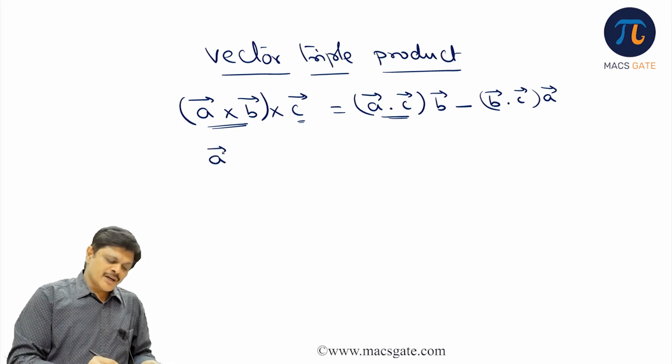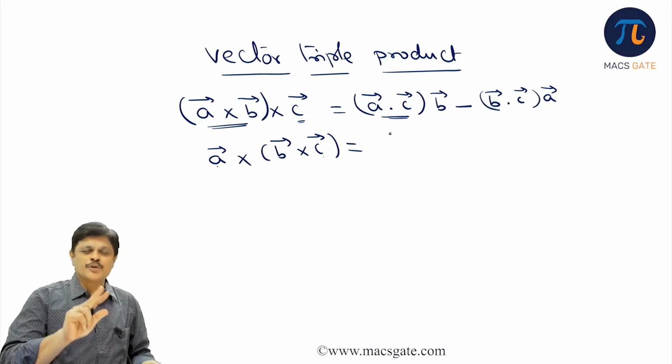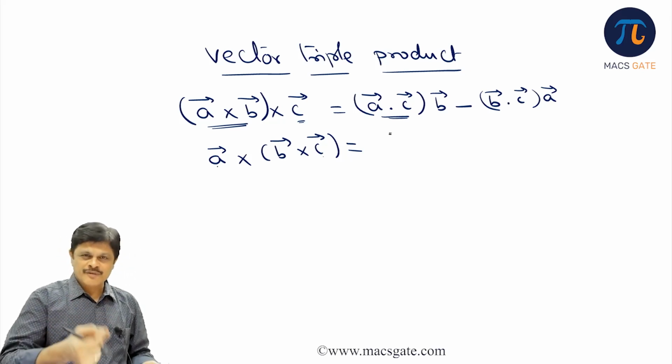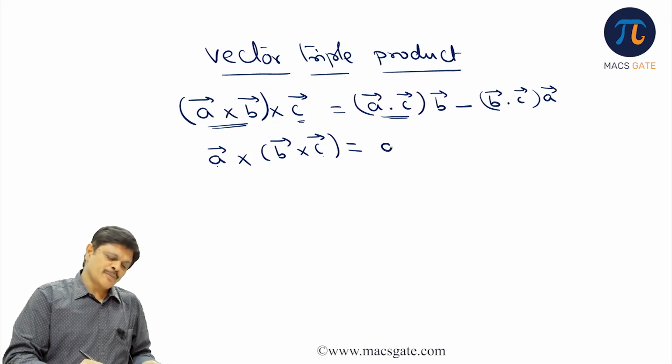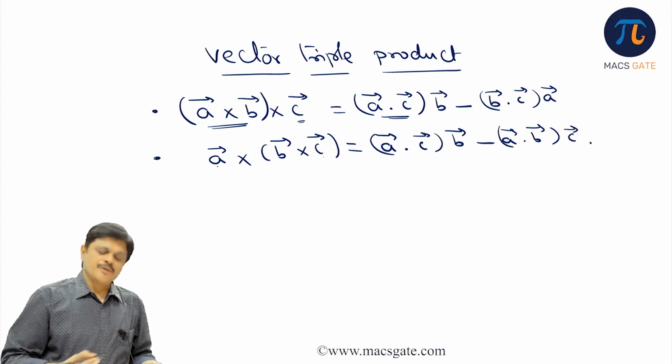But if you want to do this order, A cross B cross C, the answer would be, see here what is happening, A dot C B minus B dot C A. But here what happened, first A dot will be with C. When this order is changed, please be careful, because you know A cross B is minus of B cross A. Because of that, this will change. So the answer for this would be A dot C into B bar minus A dot B into C bar. So these two results, please remember, sir, good for health.